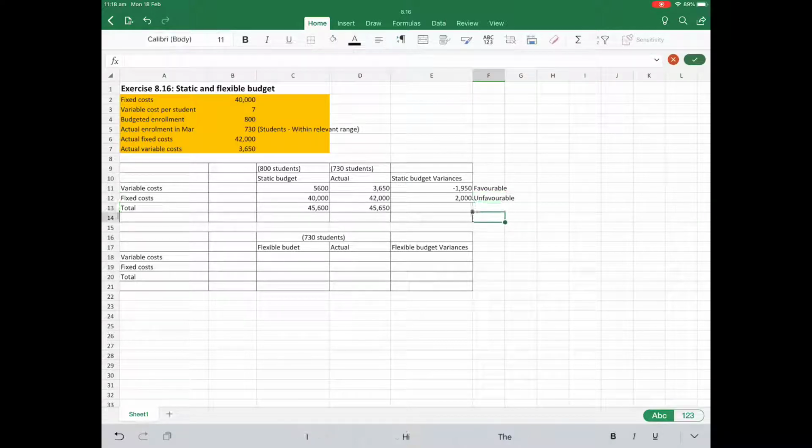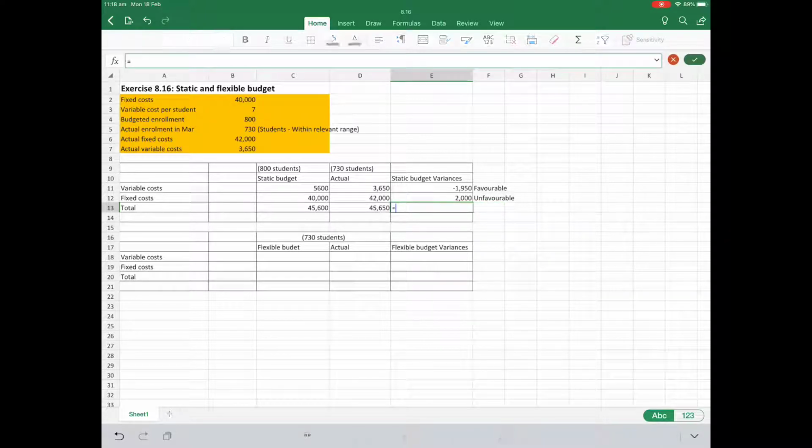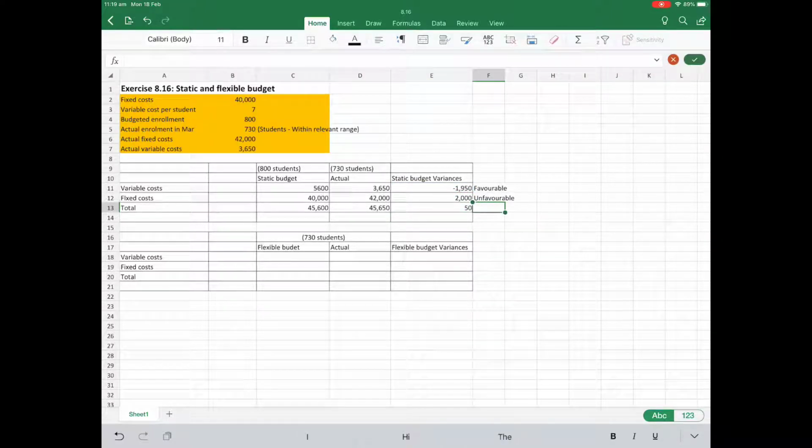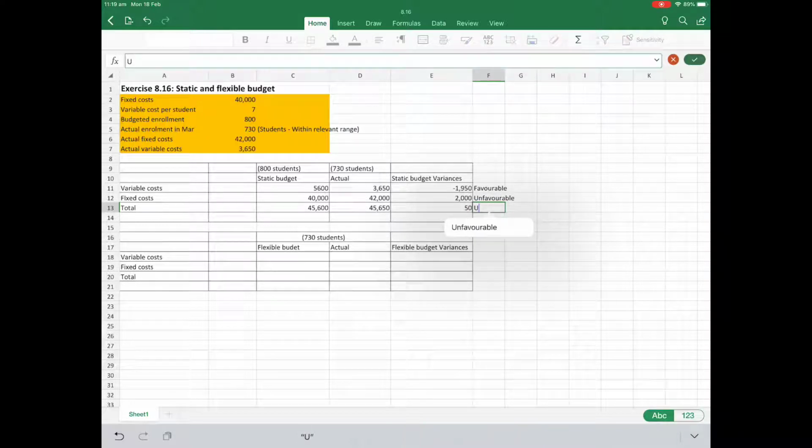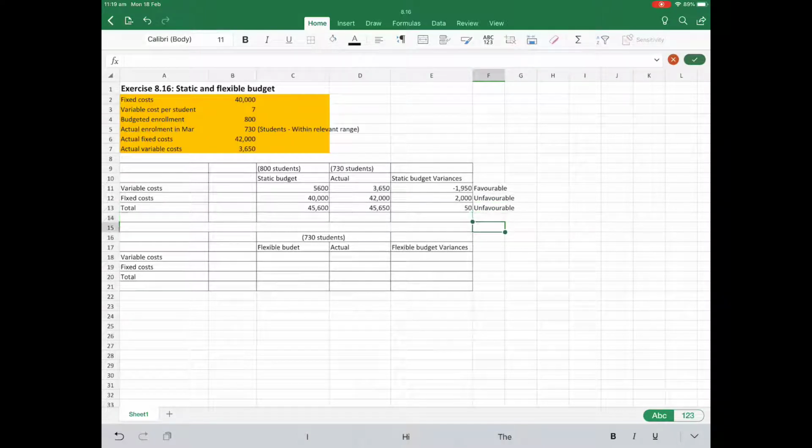So favorable means that we spend less than we expect to spend, and unfavorable means we spend more than we expect to spend. And we have here the total. You add them up, so that is 50 unfavorable. So in total, you can compare these two figures together, right? The actual is $50 more than what we planned to spend.